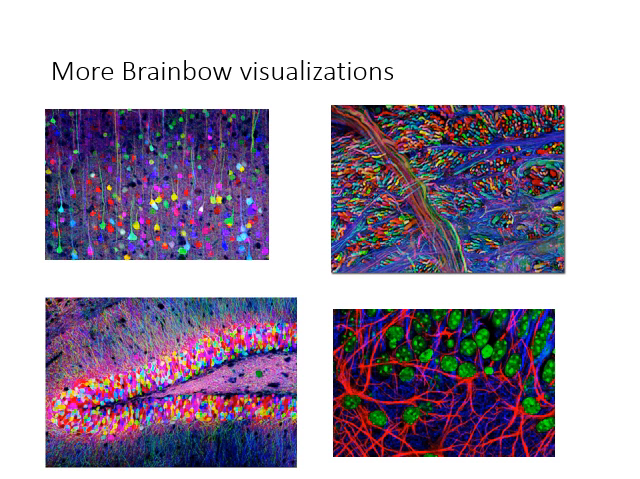And here are some more visualizations showing possibly some white matter tracts up here on the top right, and then a bunch of somas, a bunch of neuron bodies over here.